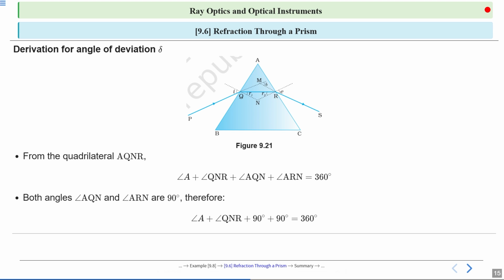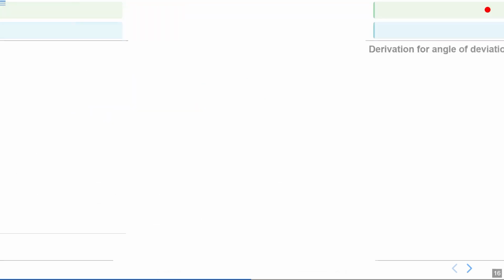Okay, what is happening here? So we are taking quadrilateral AQNR. In that quadrilateral, angle AQN, so this is the normal on the surface. That's why angle AQN will be 90 degrees. Similarly, angle ARN will be 90 degrees. So these two angles will be 90 degrees, QNR is unknown, and angle A is the angle of prism. So the equation simplifies to angle A plus angle QNR plus 90 degrees plus 90 degrees equal to 360 degrees.